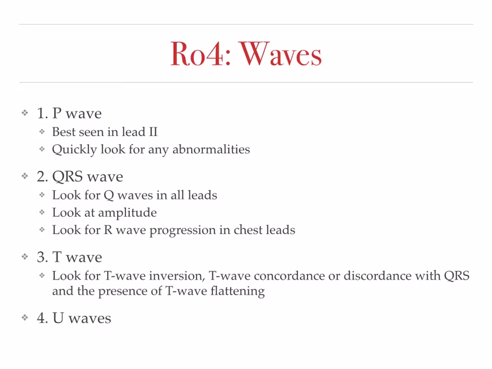Also look at the amplitude and look for R wave progression in the chest leads. The third wave to look at is going to be your T wave. Look for any T wave inversion, T wave concordance or discordance with the QRS complex, and any presence of T wave flattening. These can all be indicators of acute emergent pathology and need to be looked at further.